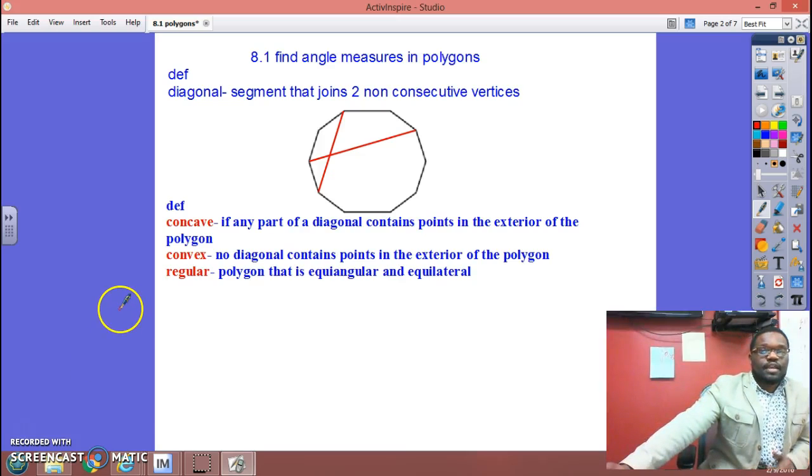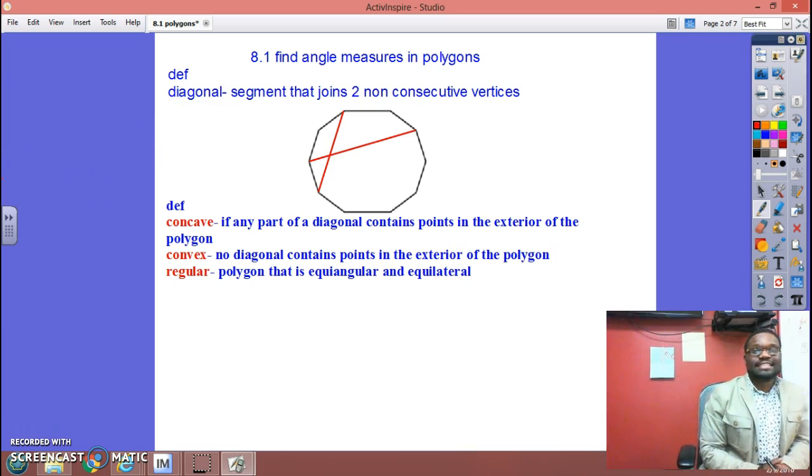All right, 8.1, which I don't even know if that even matters. That was an old book. But anyway, we're talking about polygons now.